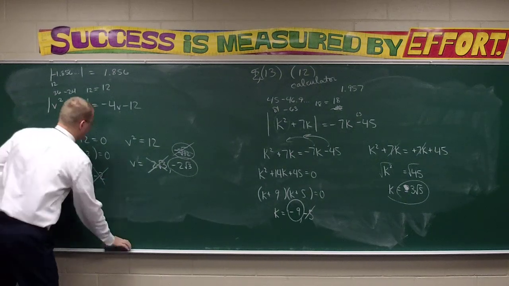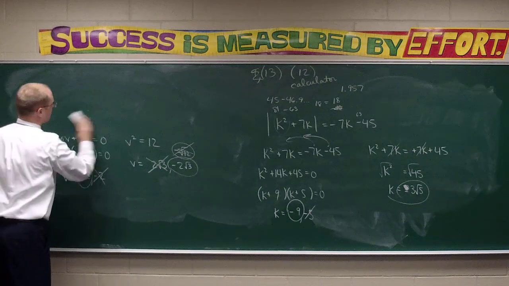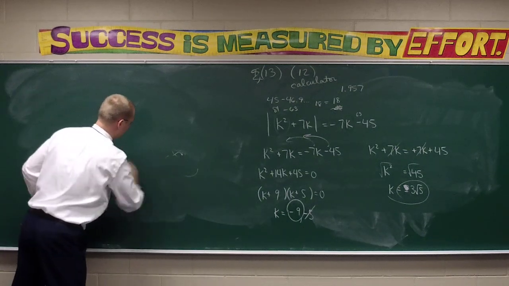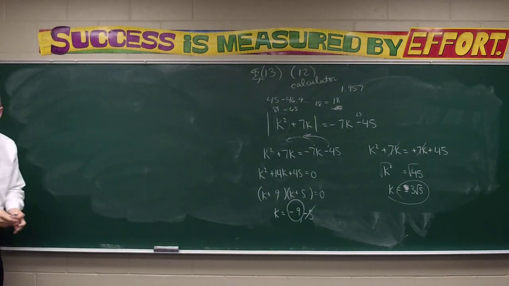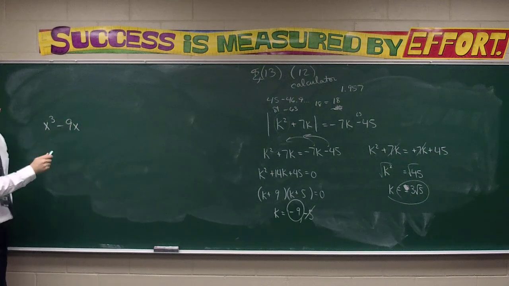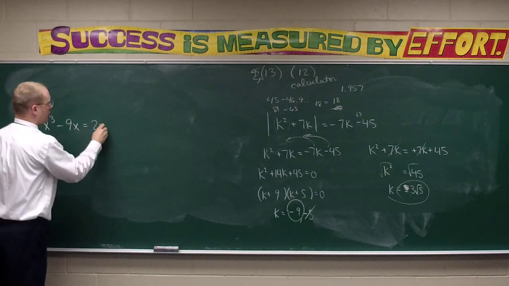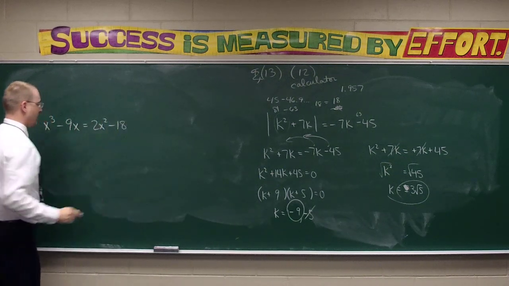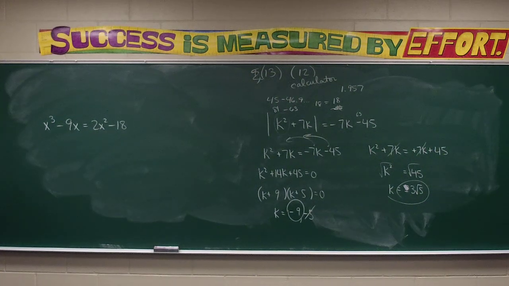All right, I want to give you a preview of what is coming tomorrow. Write this down on your paper, please: x cubed minus 9x equals 2x squared minus 18. You'll notice, first of all, this is not actually a quadratic. I've got a cube; it's a cubic equation.